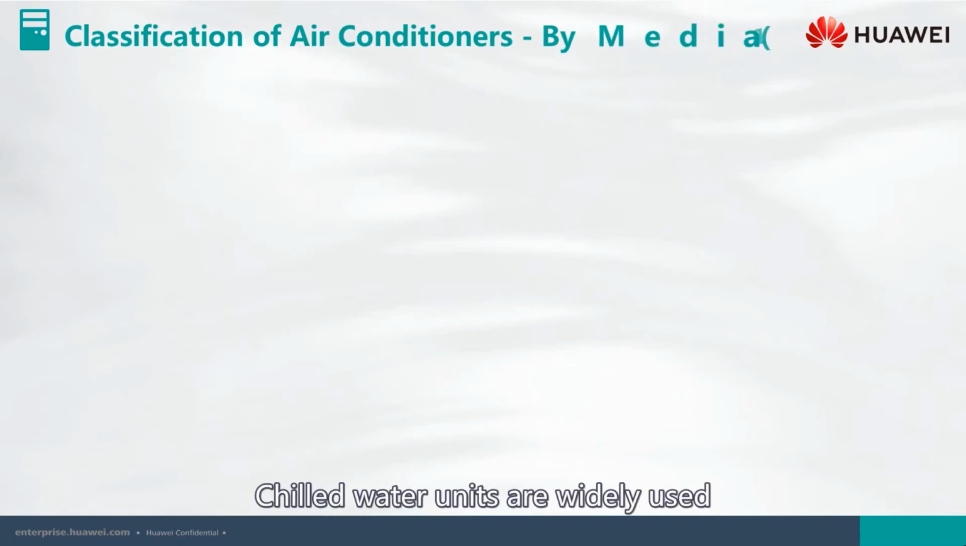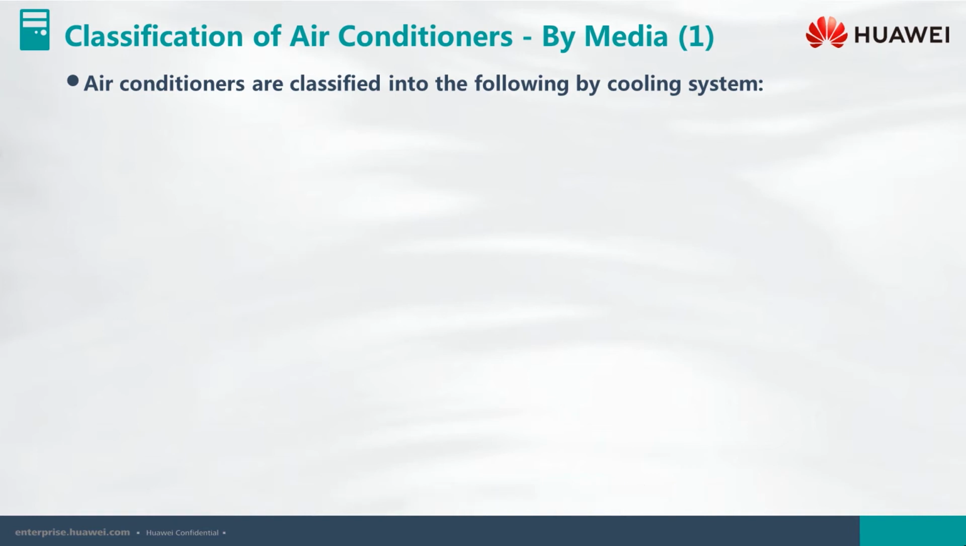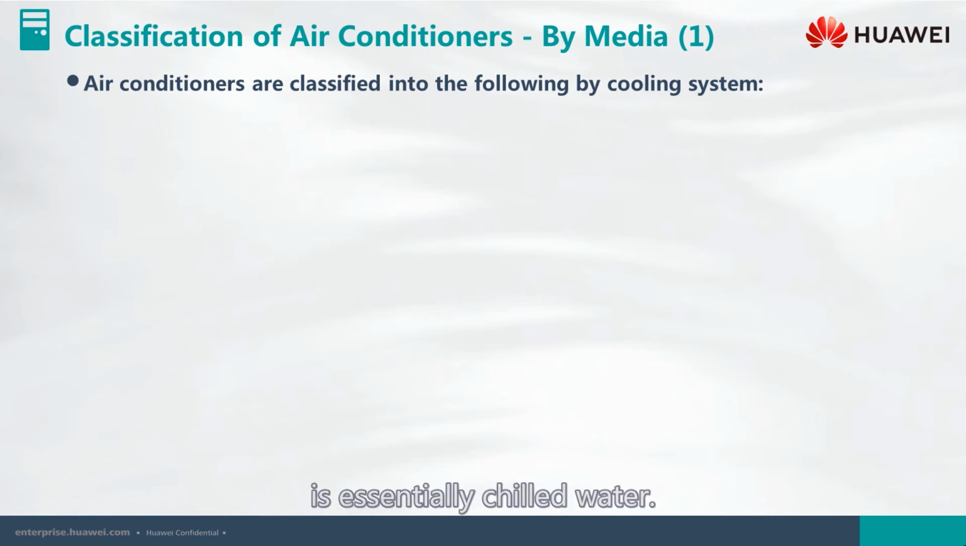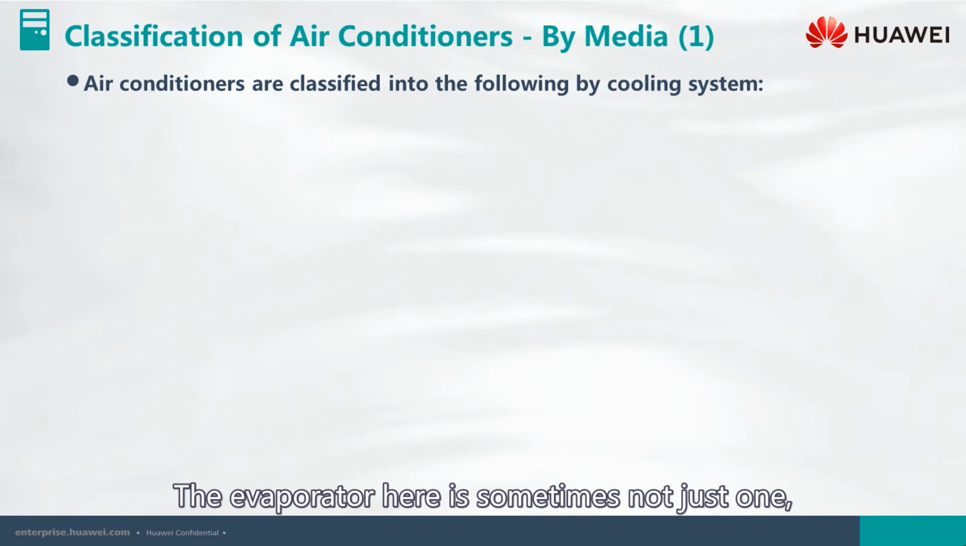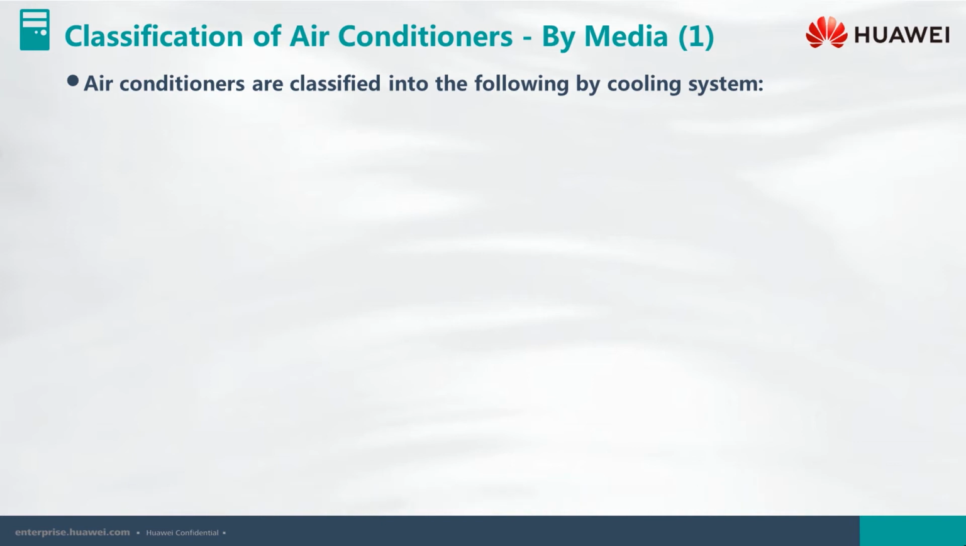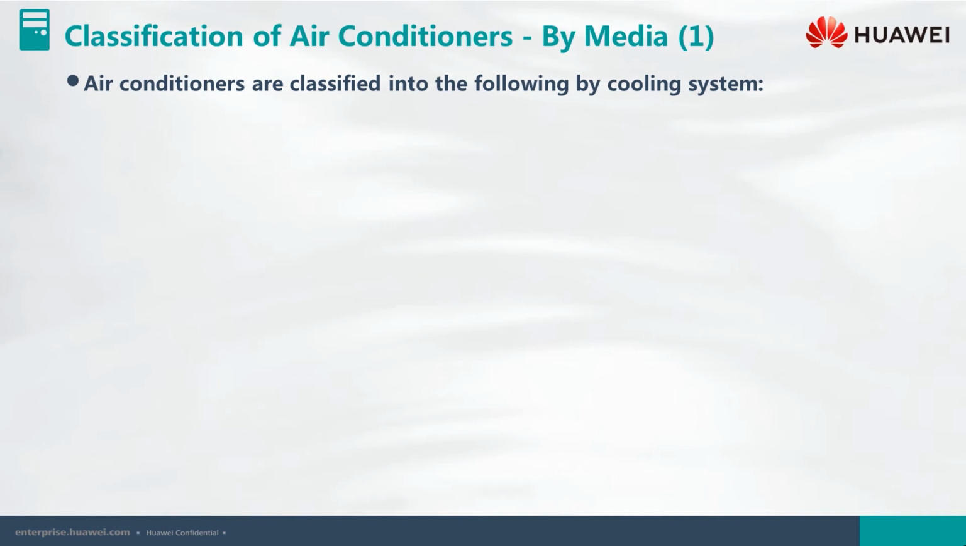Chilled water units are widely used in many large refrigeration applications. The heat exchange medium inside the evaporator is essentially chilled water. The evaporator here is sometimes not just one, but a group of evaporators, depending on the design. Of course, there are different structures. Many are a set of coils, which we call CW coils.